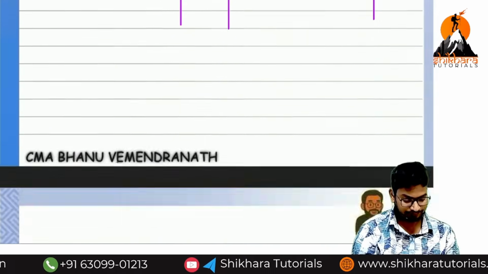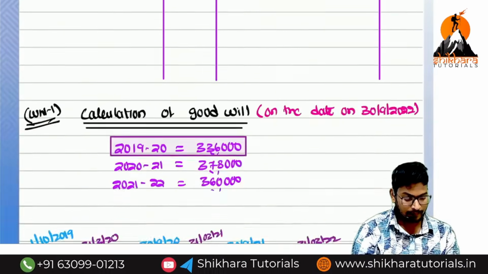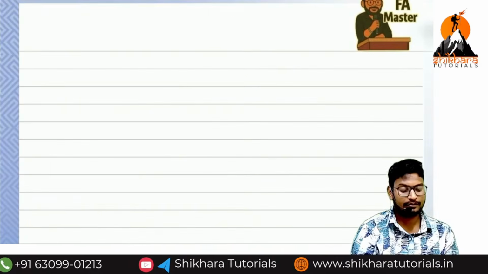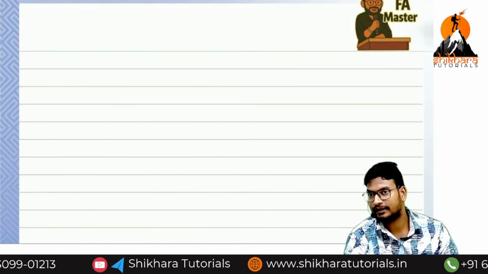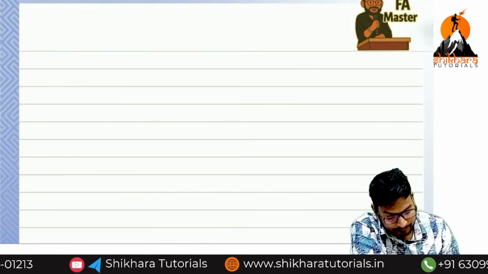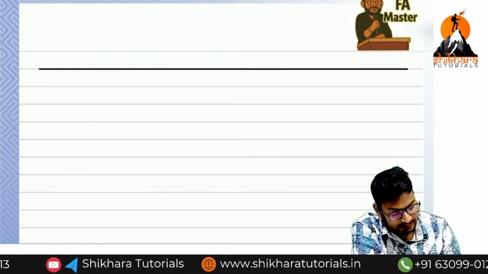Okay, next one. What is the next point, sir? We need to prepare the P&L appropriation account because they have given the profit. Yes or no? So the final account, the P&L appropriation account.